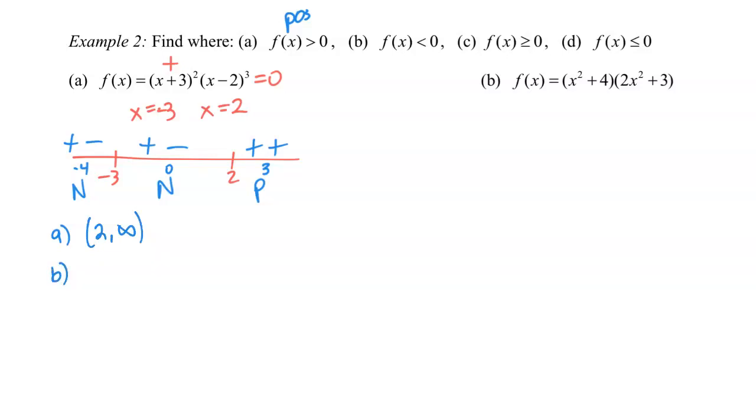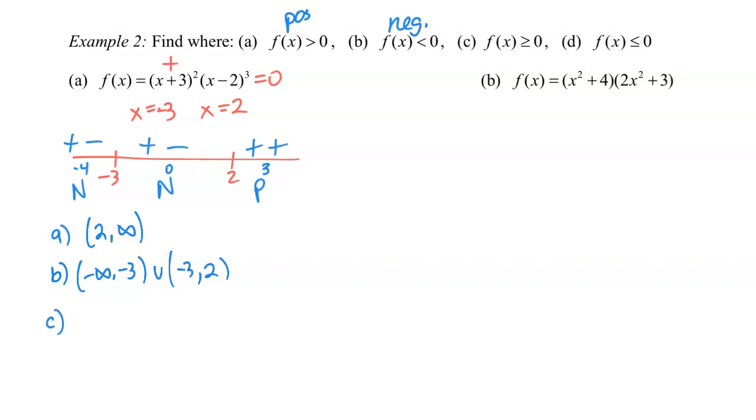Now for letter B, we want f of x strictly less than 0, so that would just be the negative sections, not including the zeros. That means we have the first negative section from -infinity to -3, and the second negative section from -3 to +2, not including any of the zeros.